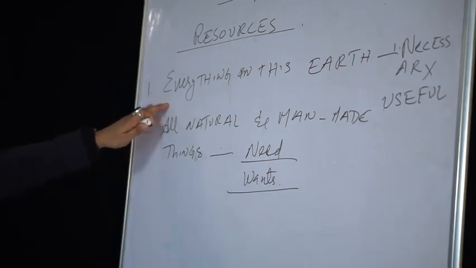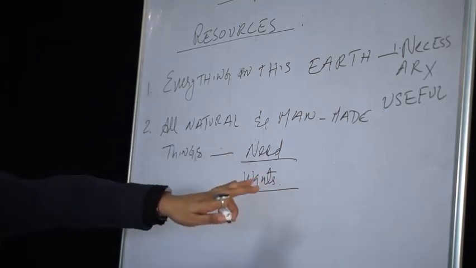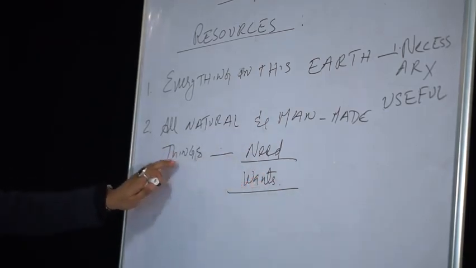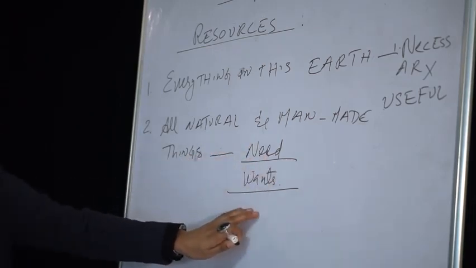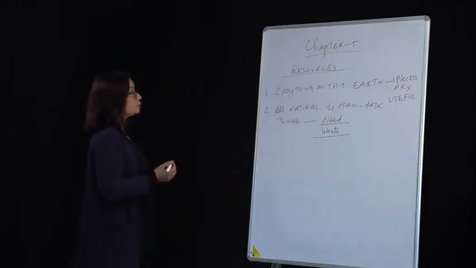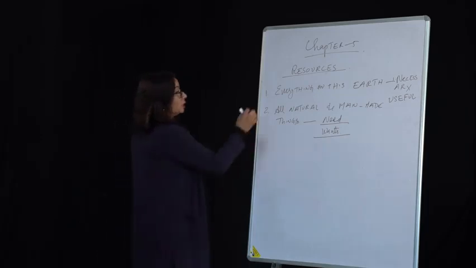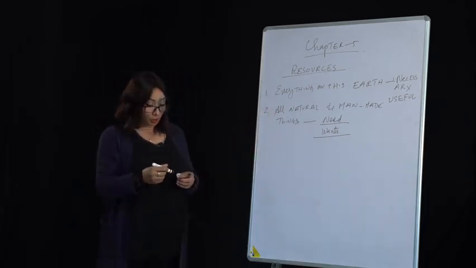Also under resources, we have to understand all natural as well as man-made things that fulfill our needs as well as satisfy our wants are known as resources. So it can be natural as well as man-made. So the next point that I'm going to come to, I hope you have understood this. The next one that we are going to talk about now, resources.